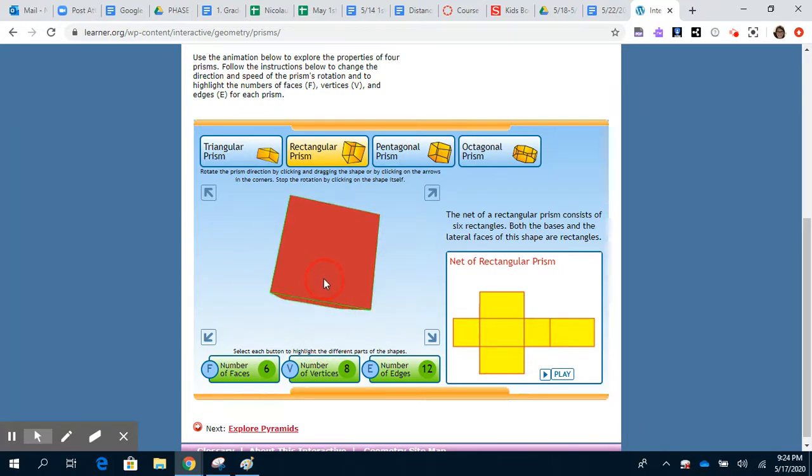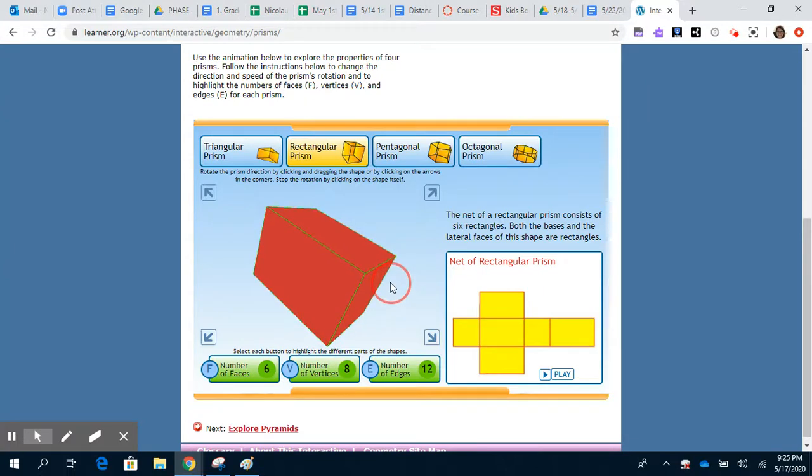We can count each corner and see that there are 8. There are also 12 edges. You can count those edges even when it's flat. 1, 2, 3, 4, 5, 6, 7, 8, 9, 10, 11, 12. It's the outside of the boxes. So this is a rectangular prism.